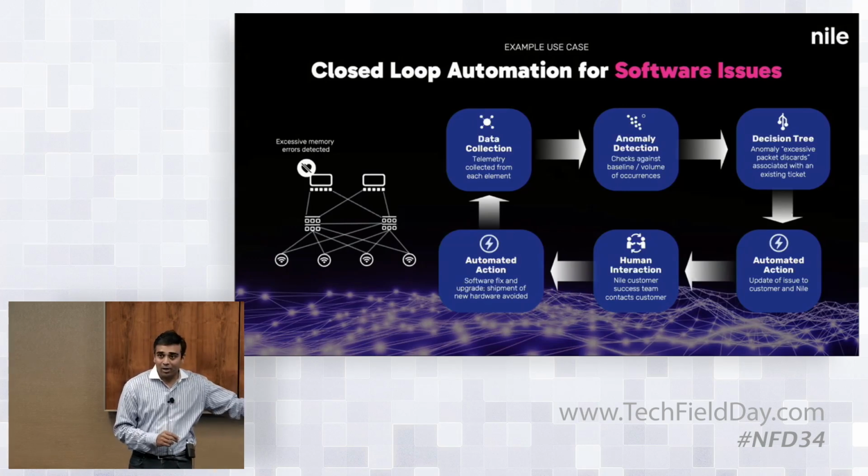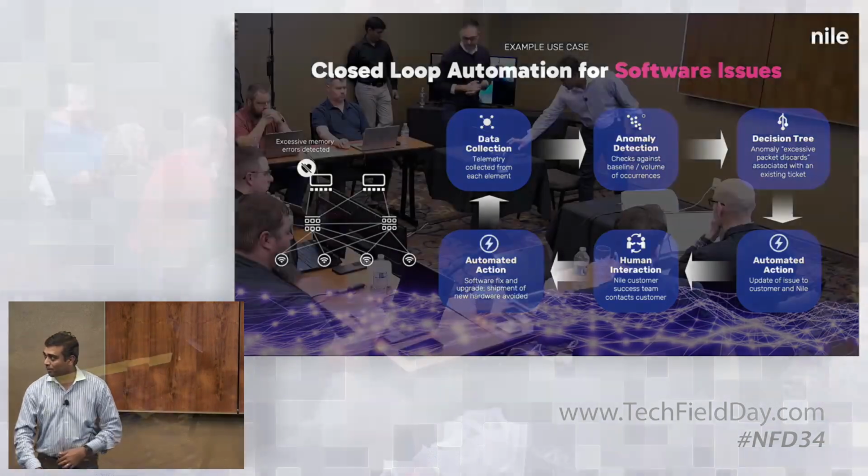Again, here also, like in the previous example, there is zero interruption to the network. Users are not aware of it. IT administrators are not aware of it. The only thing they come to know is that there is a problem in the AP and we need to schedule a software update. That's the closed loop automation.